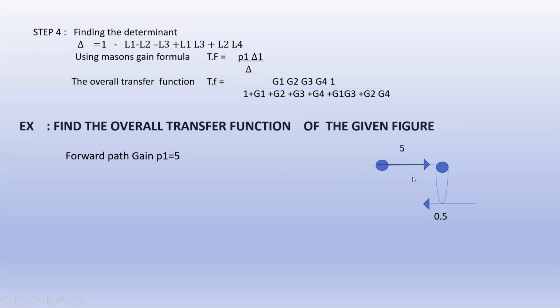Going on to the next step, we have to find out the number of loops and loop gains. We have only one loop, which is also a self loop. Remember, a self loop is one in which only one node is involved in the entire loop. So we have a self loop of loop gain 0.5. Let us mention that loop gain of 0.5, and in the next step we have to find out the isolated determinant.